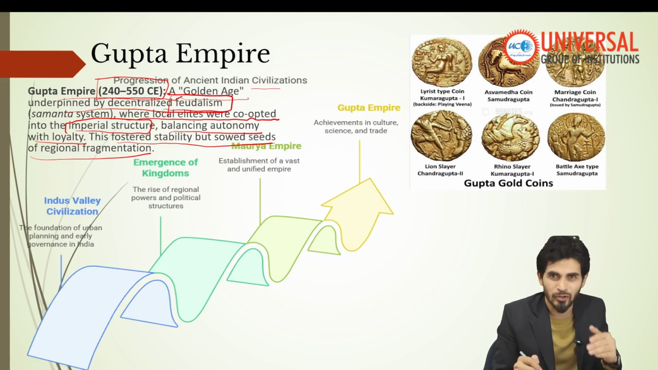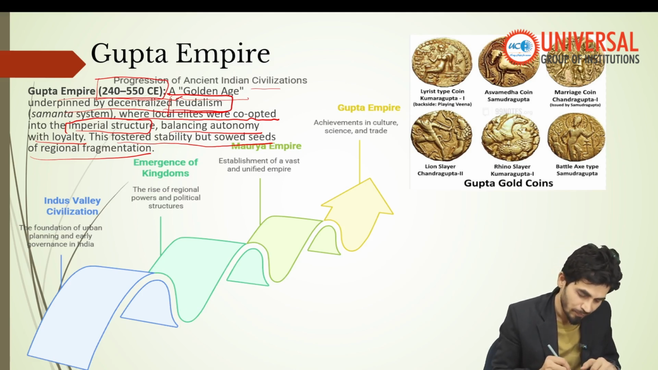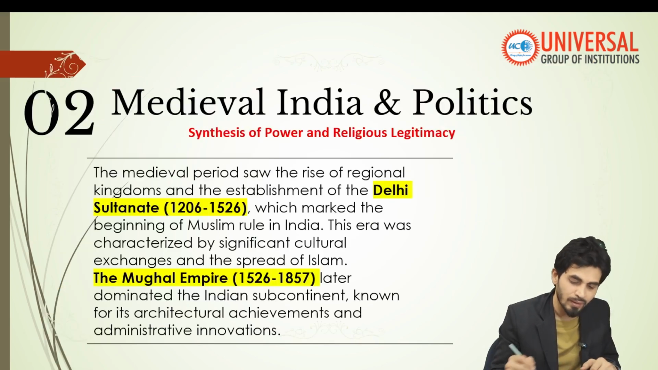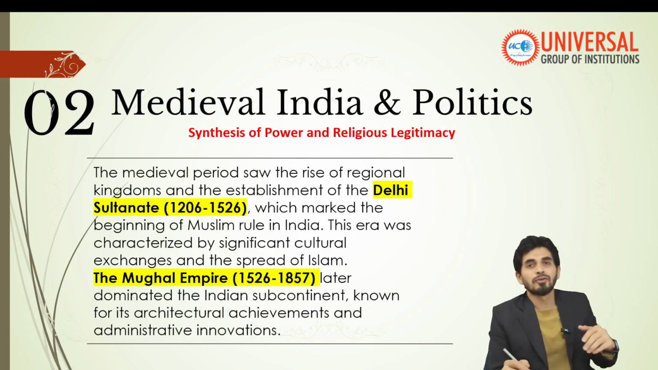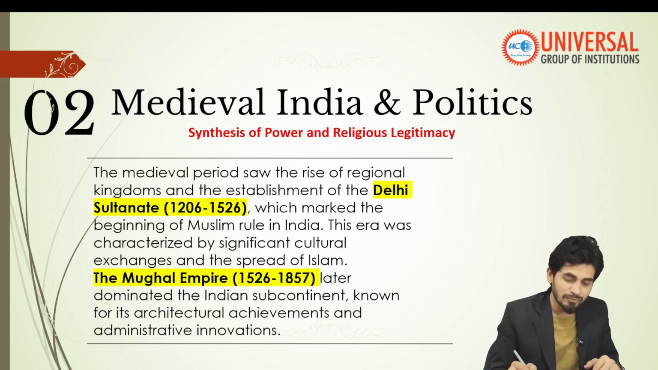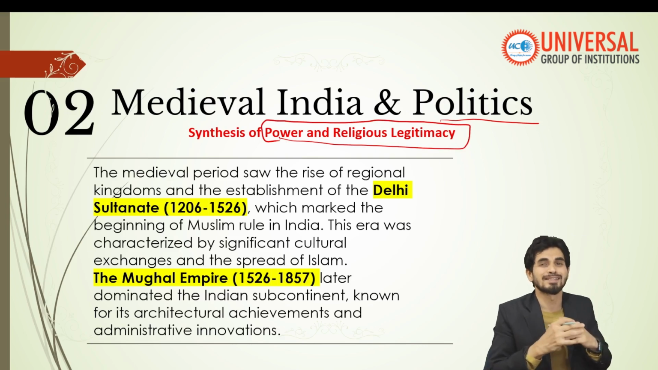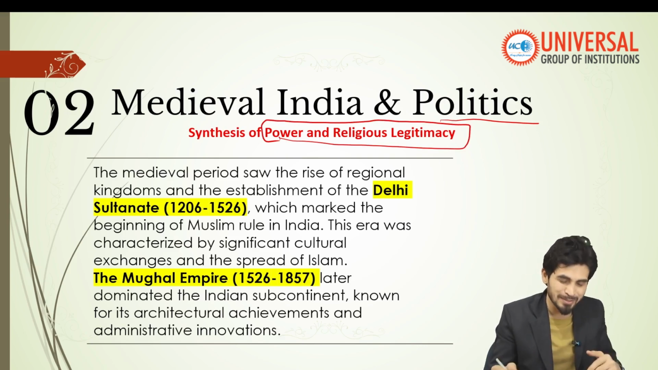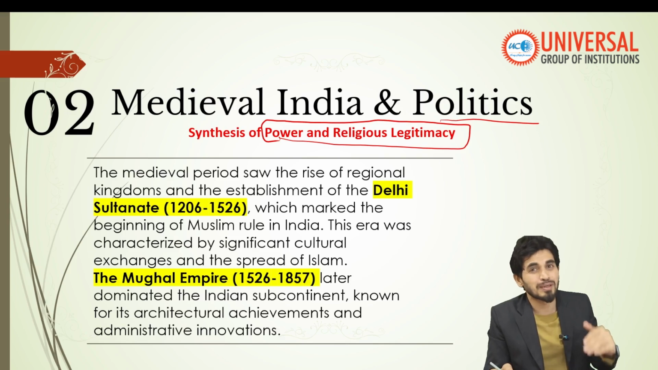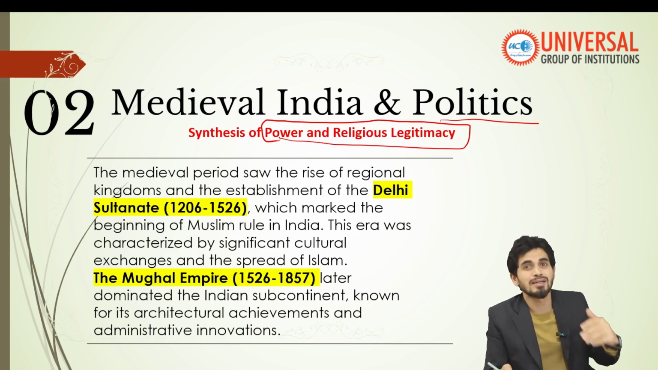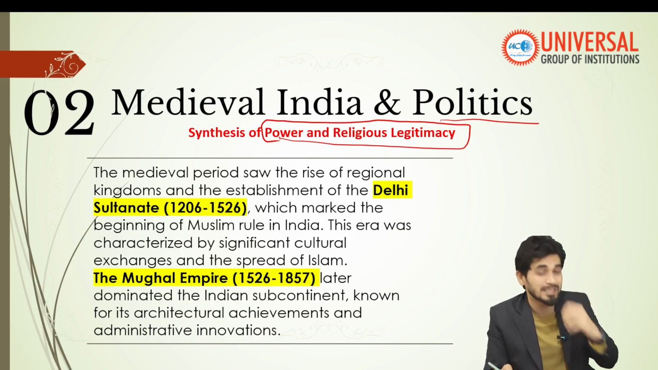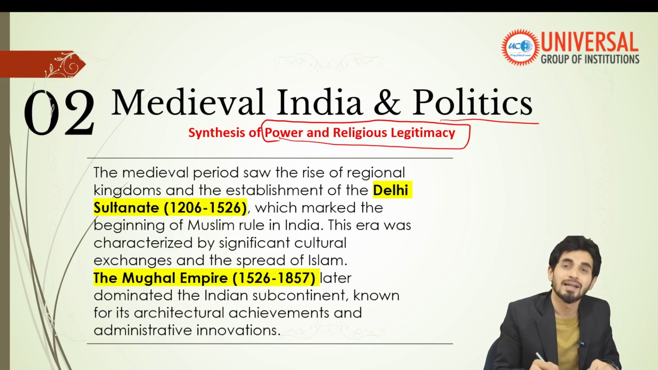Alright, moving on. Now we will have to talk about medieval India and politics, where there is a synthesis of power and religious legitimacy. Now religious legitimacy comes into the picture. Till then there was no religious legitimacy as such. In the medieval period you see a kind of religious legitimacy taking shape, and let us know about it.